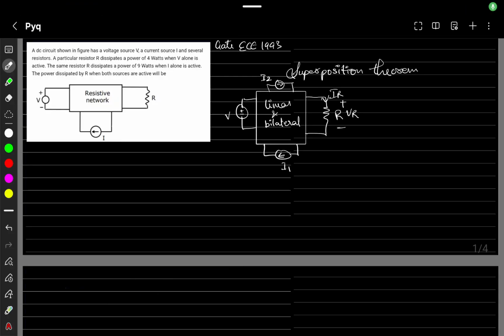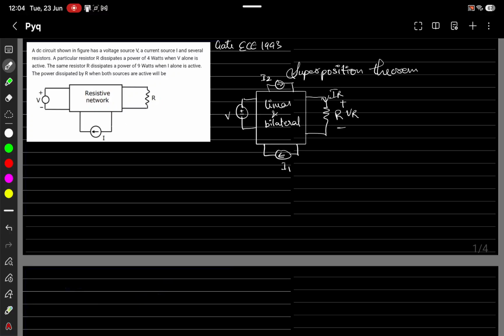Let's solve this question from GATE ECE 1993. A DC circuit shown in figure has a voltage source V, a current source I, and several resistors. A particular resistor R dissipates a power of 4 watts when V alone is active. The same resistor R dissipates a power of 9 watts when I alone is active. The power dissipated by R when both sources are active will be.